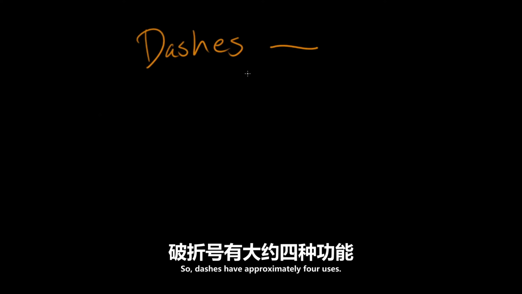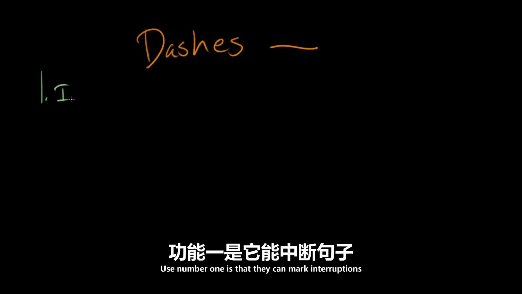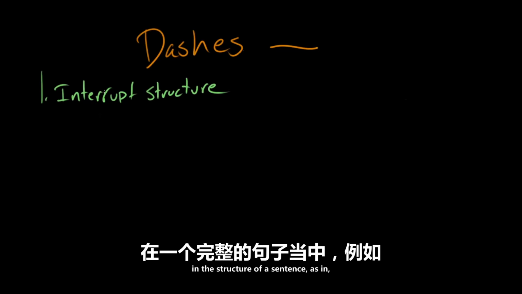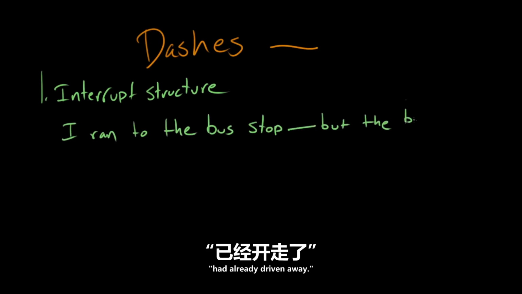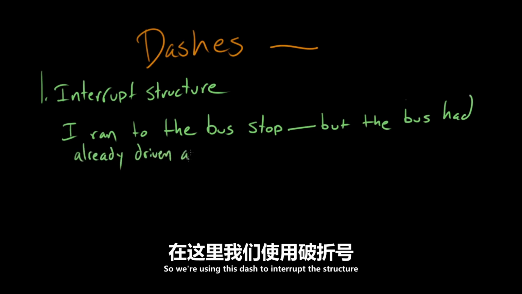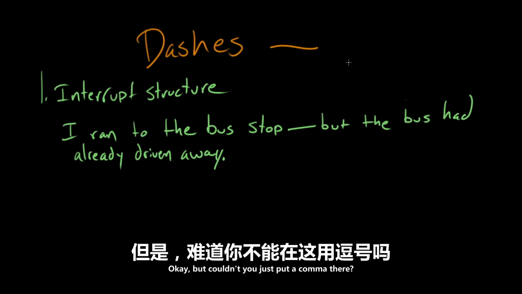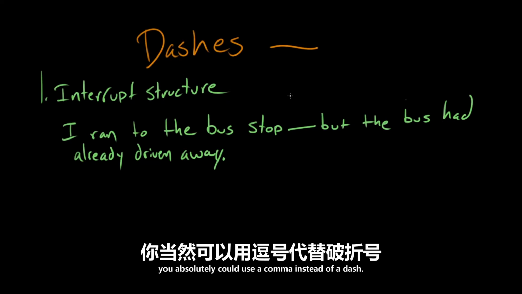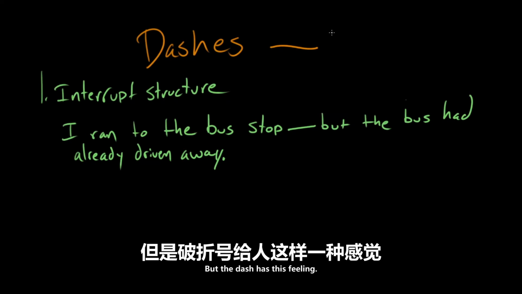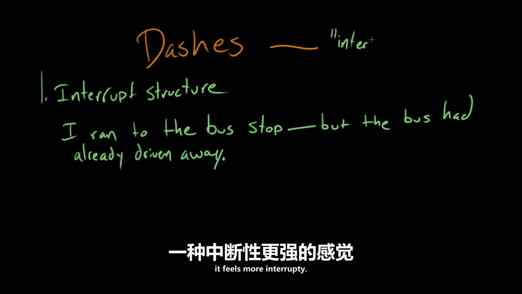So dashes have approximately 4 uses. Use number 1 is that they can mark interruptions in the structure of a sentence. As in, I ran to the bus stop, but the bus had already driven away. So we're using this dash to interrupt the structure of this sentence. Okay, but couldn't you just put a comma there? You know, you totally could. You absolutely could use a comma instead of a dash. But the dash has this feeling, and I'm going to make up a word here, it feels more interrupty.